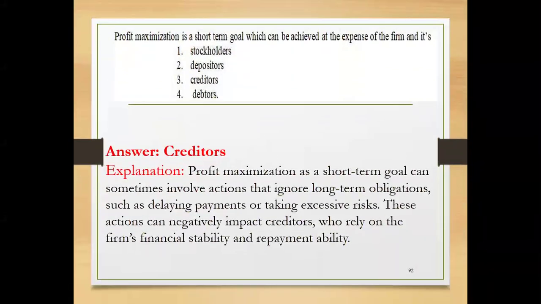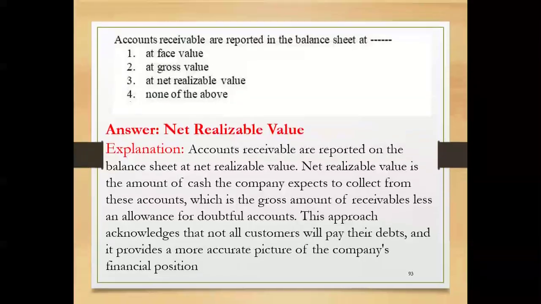Profit maximization is a short-term goal which can be achieved at the expense of the firm and its stockholders, depositors, creditors, and debtors. In my opinion, the correct answer for this is creditors. It is a short-term goal, and can sometimes involve actions that ignore long-term obligations such as delaying payments or taking excessive risk. These actions can negatively impact creditors who rely on the firm's financial stability and repayment ability.